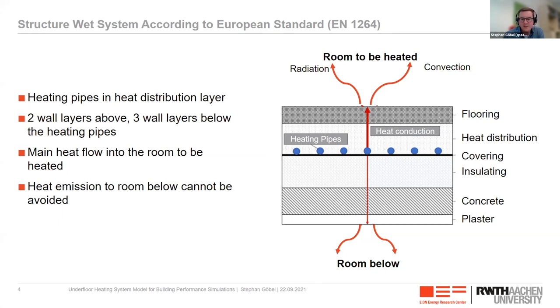And underneath, we find the insulating layer, which is important to direct the heat upwards, so that the main heat flows into the room to be heated and only a bit to the room below. Underneath the insulating layer, we have the concrete layer for stability reasons and the plaster for design reasons.